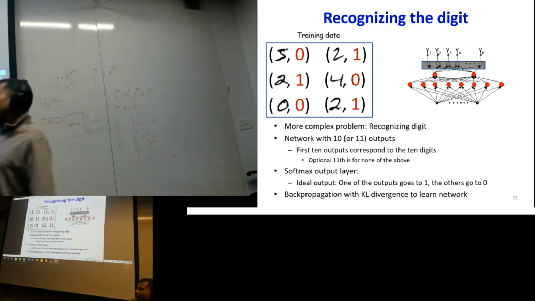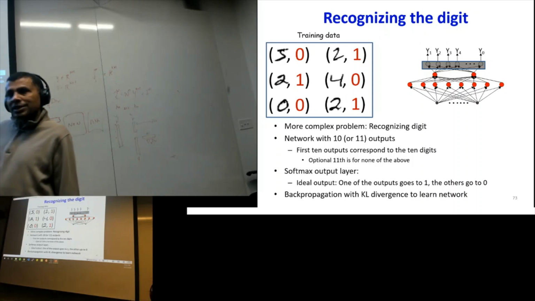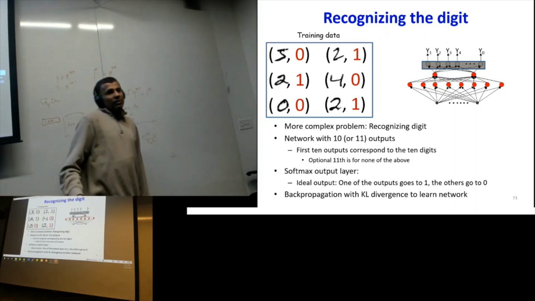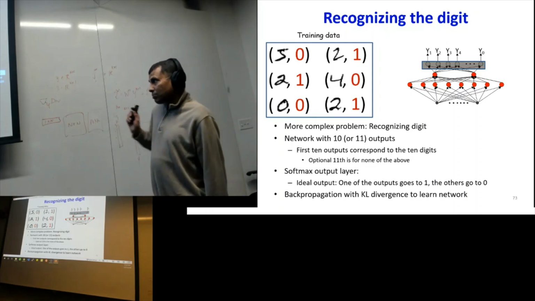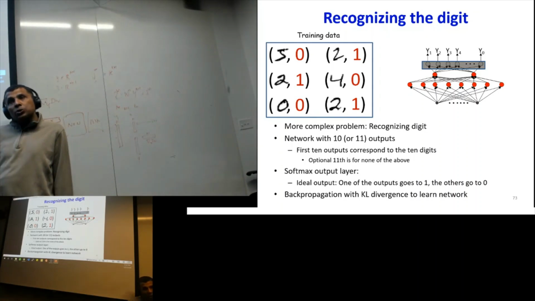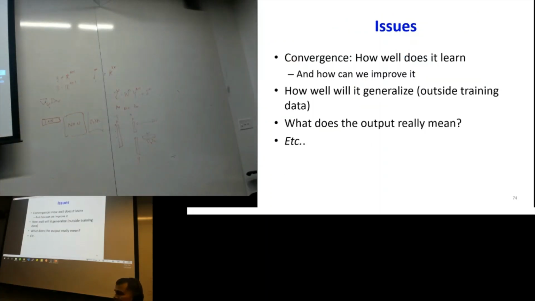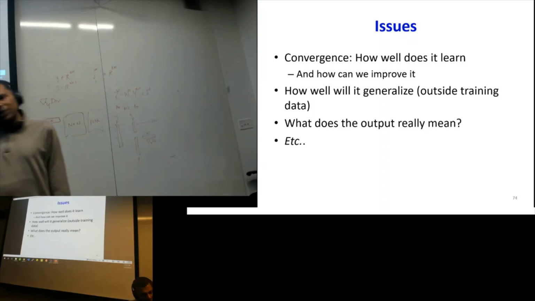And once you have done that, the output is actually going to be a softmax output layer. In the ideal case, one of the outputs goes to 1, the others go to 0. Using these desired outputs and the KL divergence, you'd use backpropagation to compute the derivatives with respect to all the parameters, and then use gradient descent to update your parameters. So this just outlines the entire process.